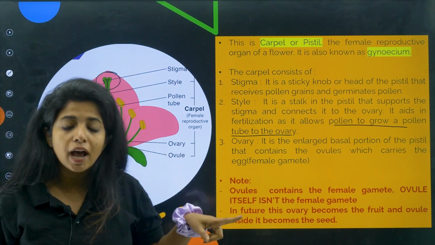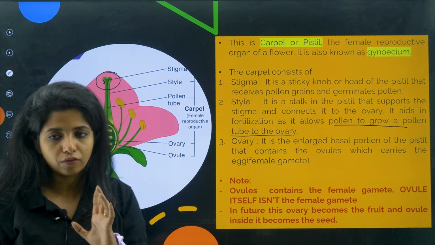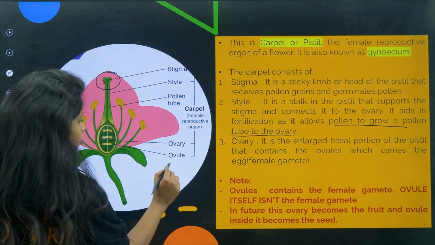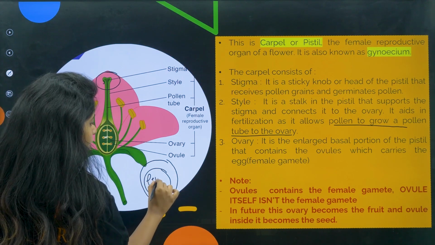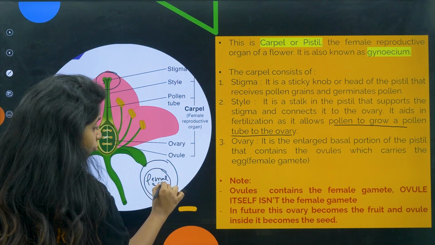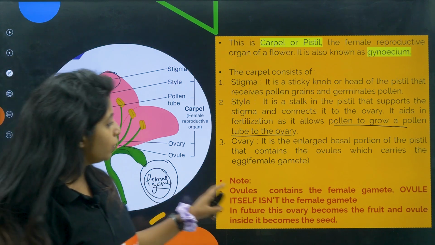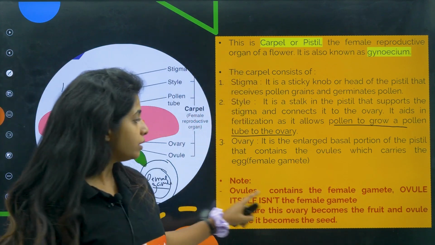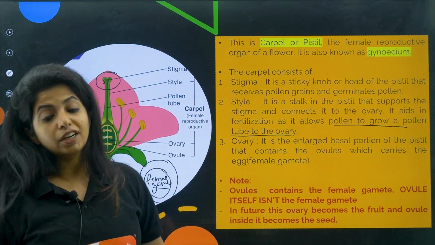And what will the ovule have, children? The ovule will be having the female gamete. Listen to me very carefully. You have the ovary, the ovary has the ovule, and the ovule will be having the female gamete. The ovule itself is not the female gamete, it is carrying the female gamete. In future, this ovary becomes the fruit and the ovule inside it becomes the seed.